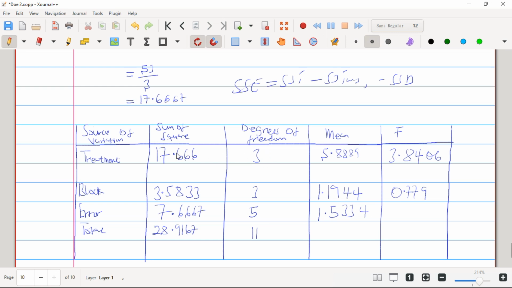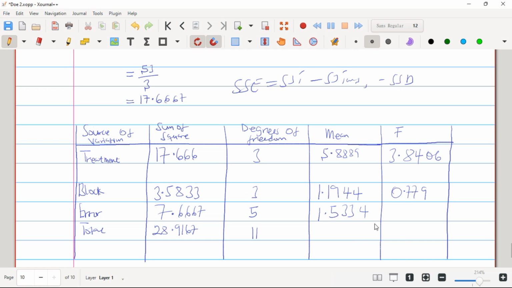So you see the degrees of freedom for the treatment was what? A minus 1, which is 4 minus 1 is 3, and this one was B minus 1, which is 3. And then here we had N minus A minus B plus 1, and then we have 5, and the total was N minus 1, which is 12 minus 1 is 11, right? And then we just divide this one by this, we got that. You divide this one by this, we got that. You divide this one by this, we got this, right?